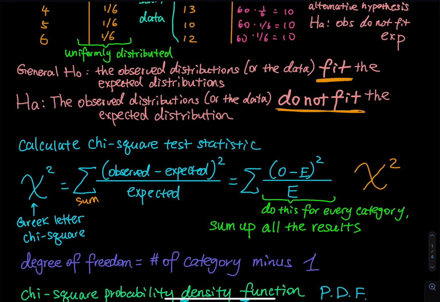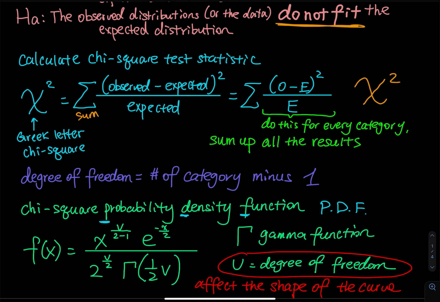And then the degree of freedom is the number of categories minus 1. We have a test statistic, and we have a degree of freedom. In order to figure out the p-value, I need to look at the graph, right? Left side, right side, two side, and I have to calculate the area under the curve. So that leads me to the graph of the chi-square probability density function.